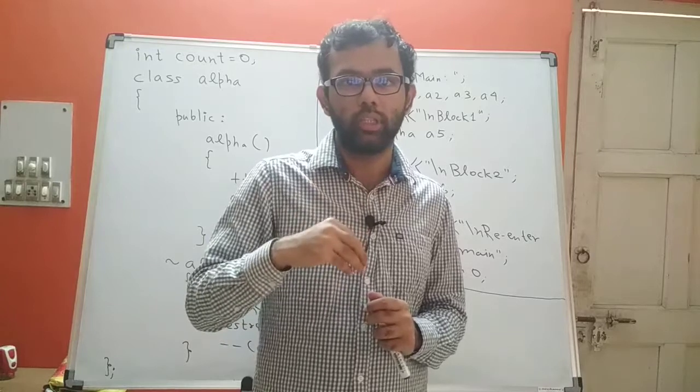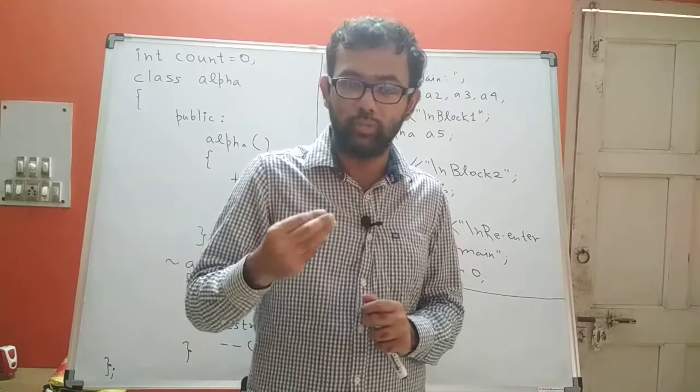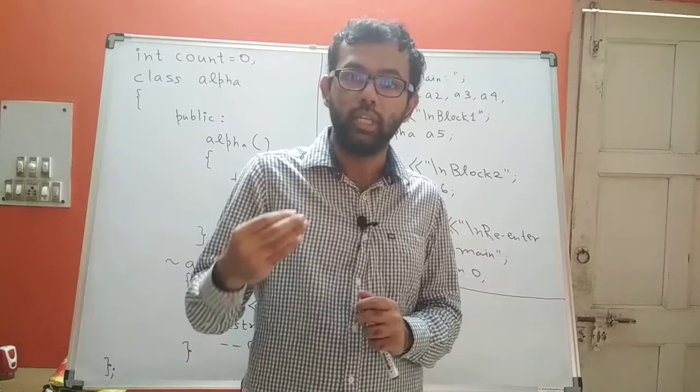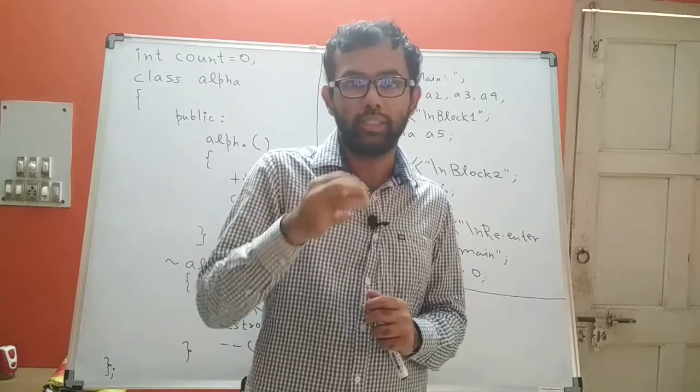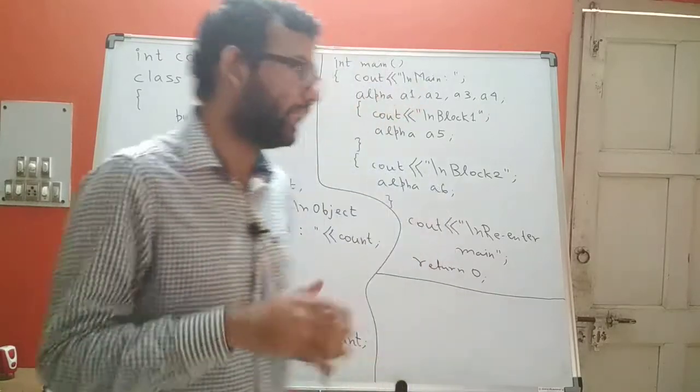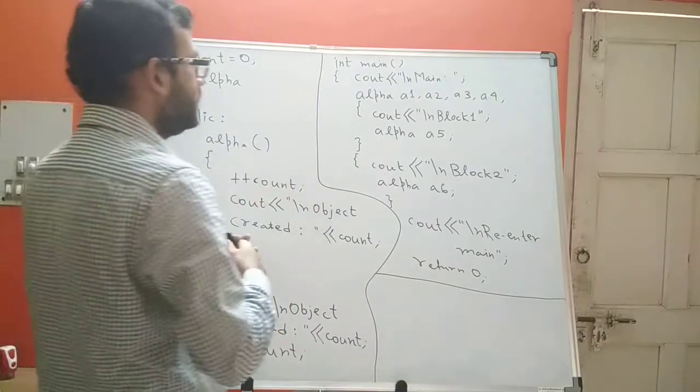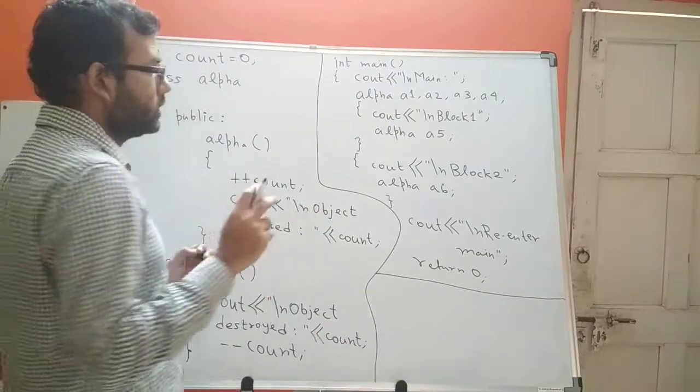So if I'm working with the first object, I say it is object 1. If I'm working with the third object, I say object 3. If I'm destroying the fifth object, I say that object 5 is destroyed. So it's like that. And in my main, now see, how will the execution take place?